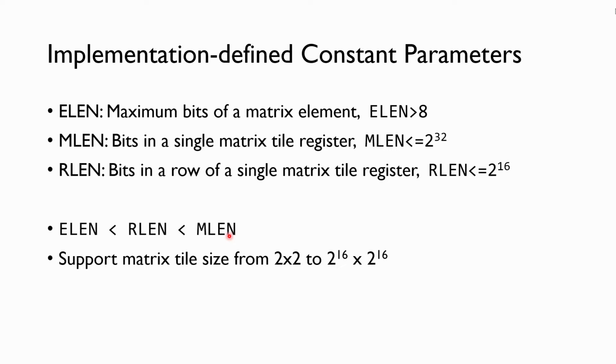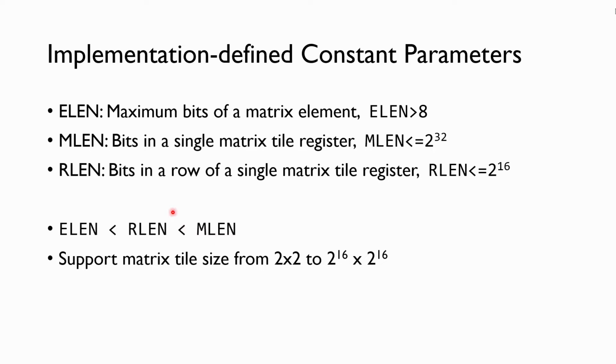So each hart supporting a matrix extension defines three parameters to constrain the shape of tile registers. ELEN here indicates the maximum size in bits of a matrix element that any operation can produce or consume, which must be a power of 2. The definition of ELEN is similar to the definition in the vector extension. The MLEN parameter indicates the number of bits in a single matrix tile register. It must be a power of 2 and must be no greater than 2 to the 32nd power.